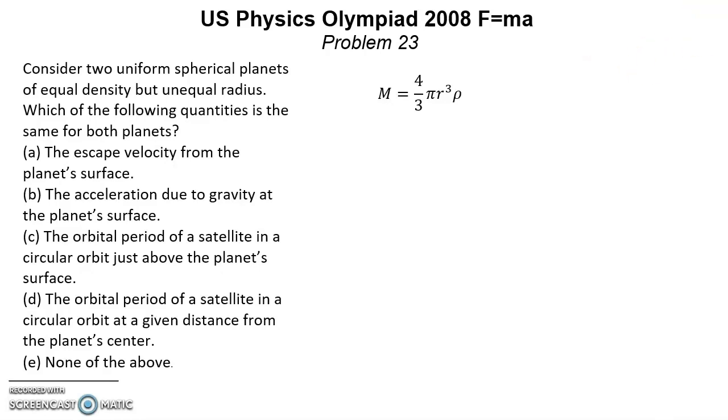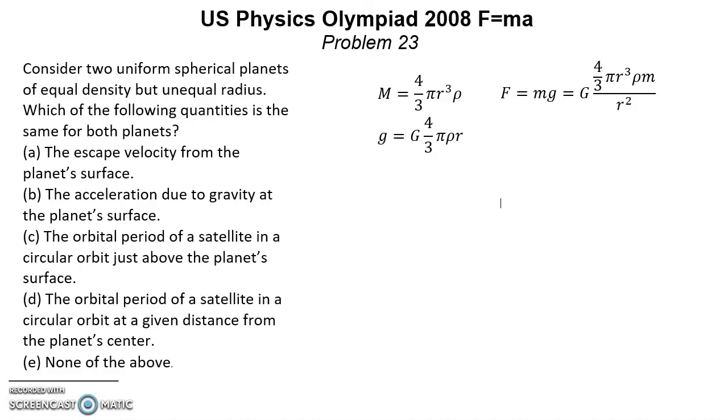After that we can find the force of gravity right on the surface of this planet. So this force equals this expression, where m small is the mass of our object. From this formula we can find the acceleration of free fall right on the surface of this planet. As we can see, this acceleration is proportional to radius for the same density.